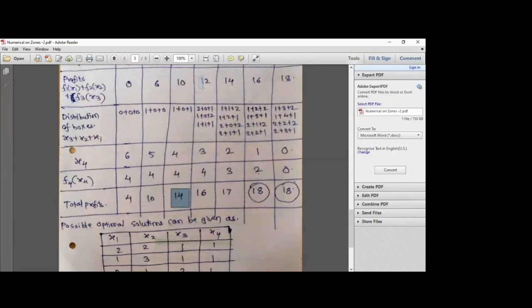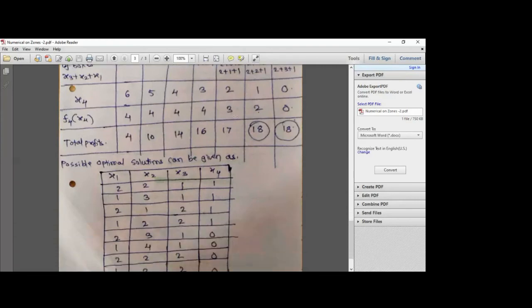Here it is 12 plus 4 is equal to 16. Here it is 14 plus 3 is equal to 17. Here it is 16 plus 2 is equal to 18. Here it is 18 plus 0 is equal to 18. Right? So what was the numerical? To maximize the total profit.